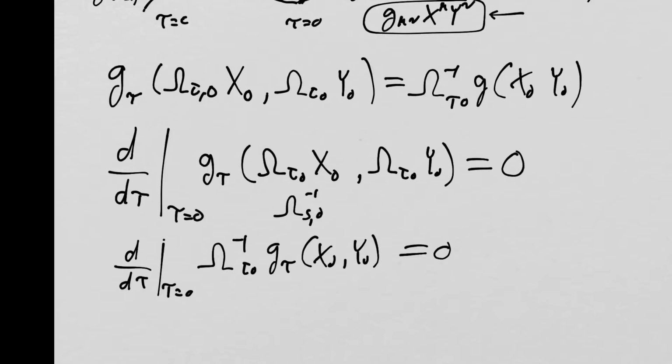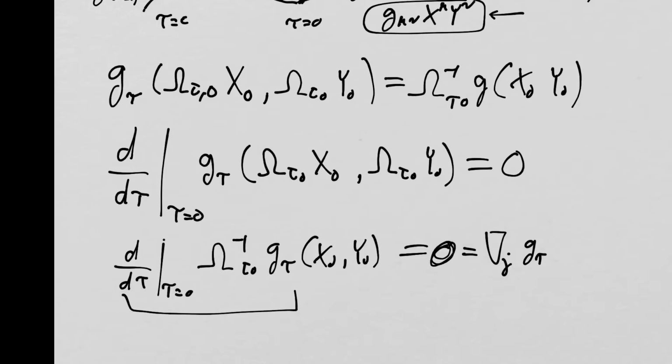It's still the transport from 0 to s. That would be the transport from 0 to s, and then the inverse is from s to 0. So now we know what this is, and that's equal to the covariant derivative along the curve of g tau, which has to also equal 0. And that is a really, really important statement.